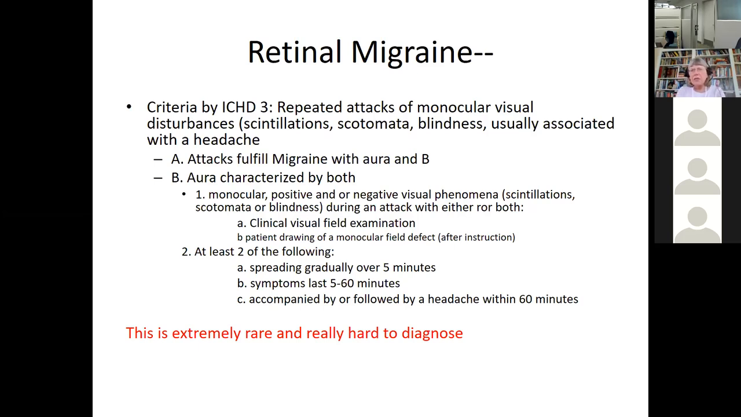And patients really need to draw out their defect after instruction. Most people who have a typical aura will feel like it's in one eye. And that's where it really becomes important for people to draw out their field and really test their vision, each eye individually. It's so hard to make this diagnosis because you have to have a clinical visual field exam or the patient has to draw this out. The spread is usually over 5 minutes and the symptoms last 5 to 60 minutes, and it usually comes with a headache and it's very rare. And I haven't seen this very frequently, if at all.